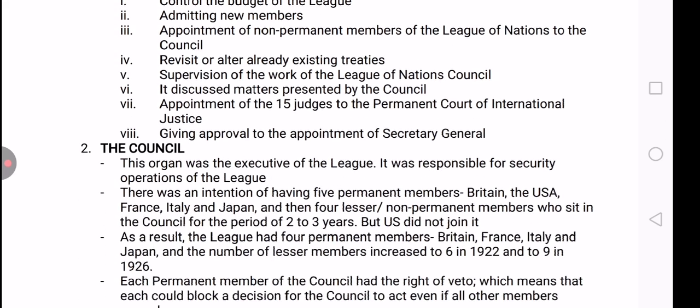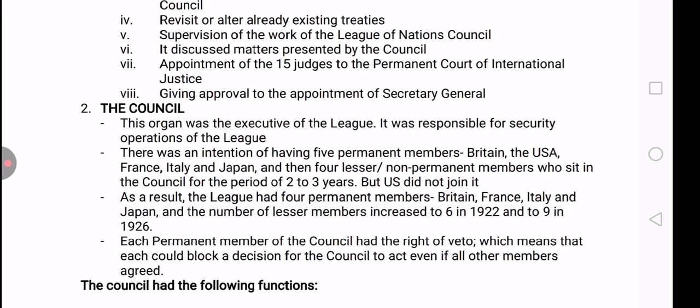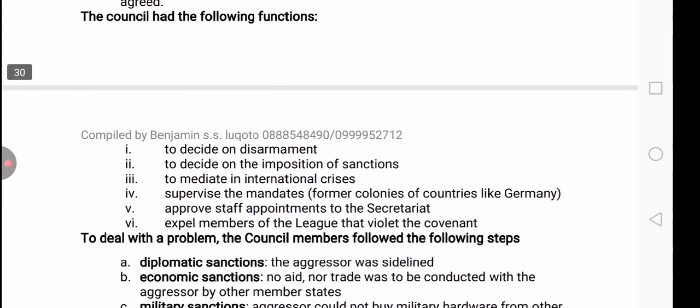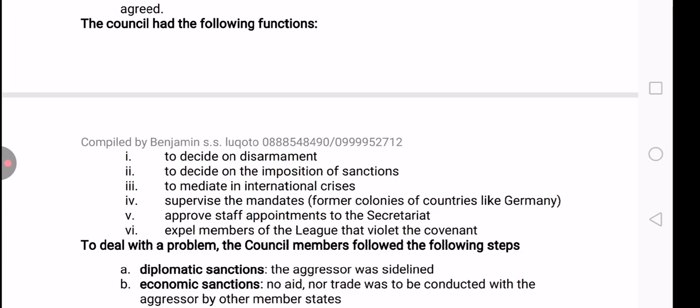From there we have the Council. On the Council here, let's not waste time. We have the functions of the Council here. The first function of the Council was to decide on disarmament. Disarmament was dispossessing aggressive countries of weapons. That is, disarm means to take away weapons or reduce weapons.